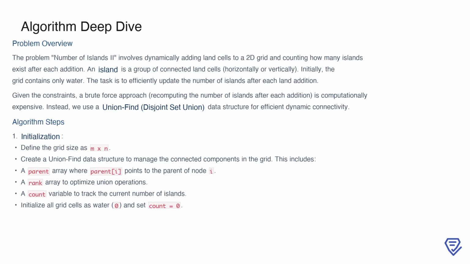Instead, we use a union-find data structure, also known as disjoint set union, to manage dynamic connectivity efficiently. The algorithm starts with an initialization step where we define the grid size, set up the union-find structure, and initialize all cells as water. This involves creating a parent array to track the representative of each node, a rank array to optimize unions, and a count variable to keep track of the total number of islands. Initially, the grid contains no land, so the island count is 0.